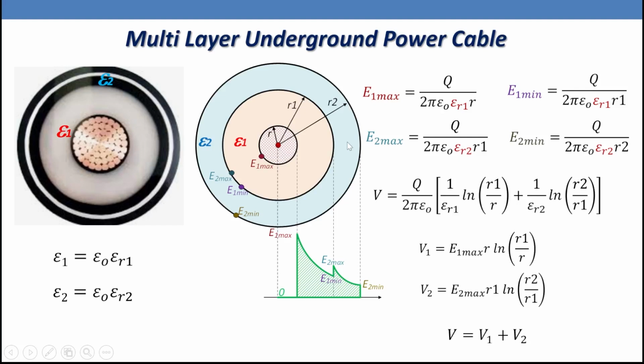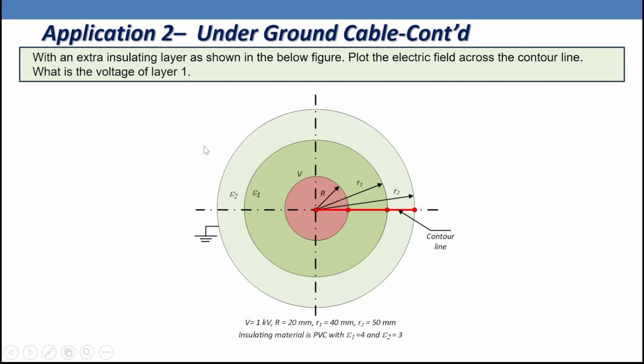So we need to simulate that one using finite element analysis or FEMM4.2 and make sure this one was going to satisfy the hand calculations. So let's take this example. With an external insulating layer as shown in the below figure, we need to plot the electric field across the contour line. So that one is the contour line.